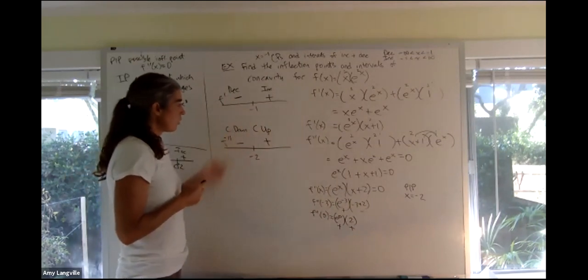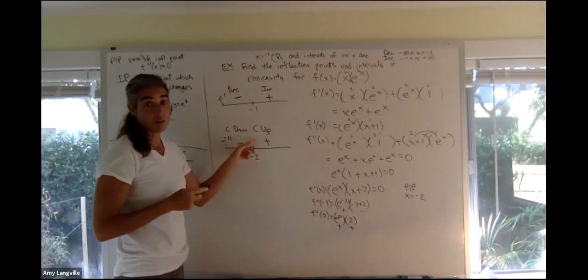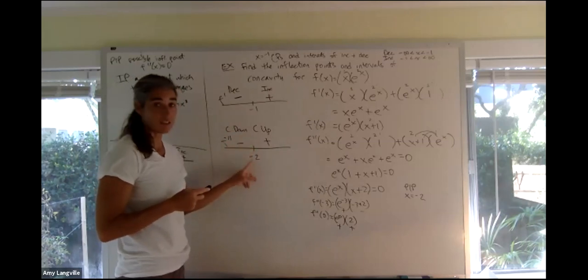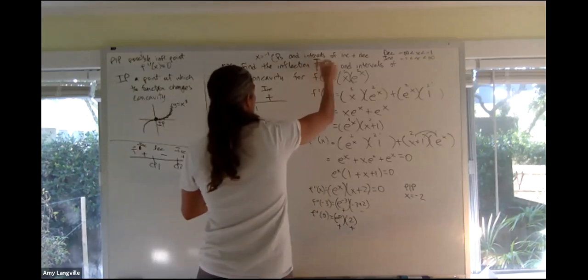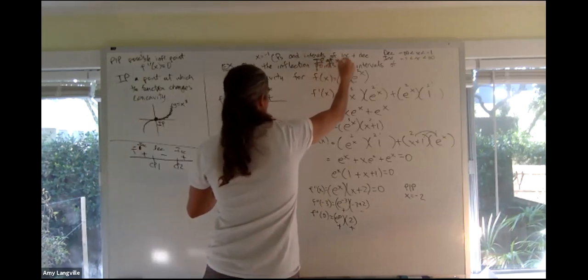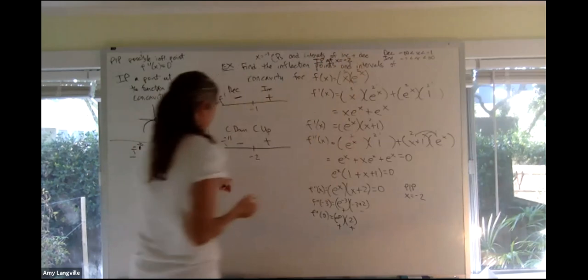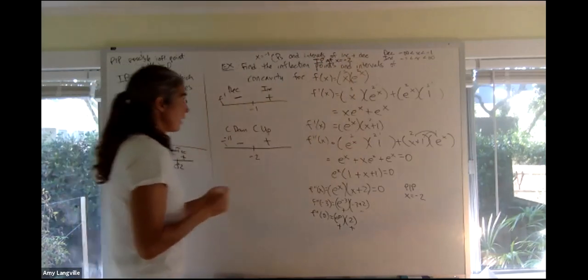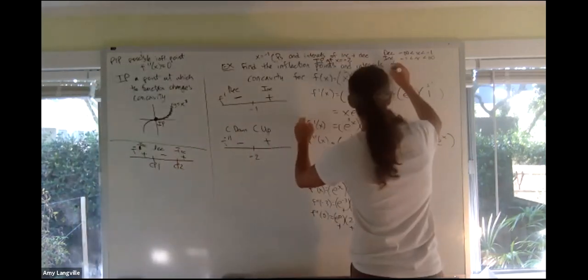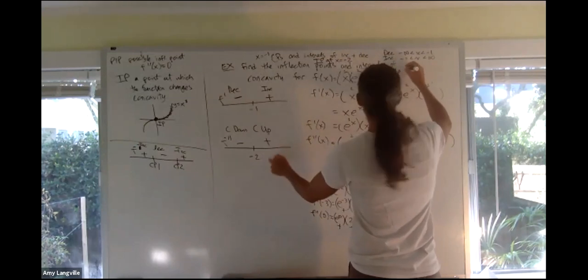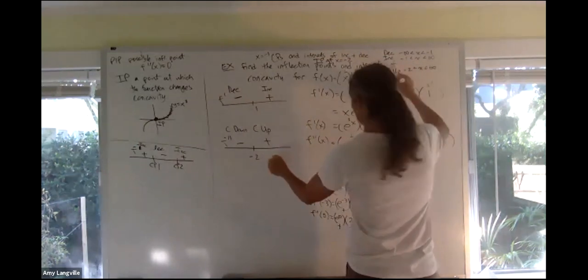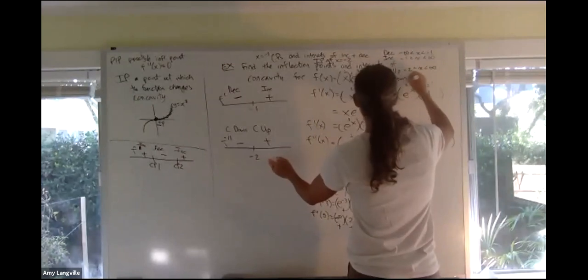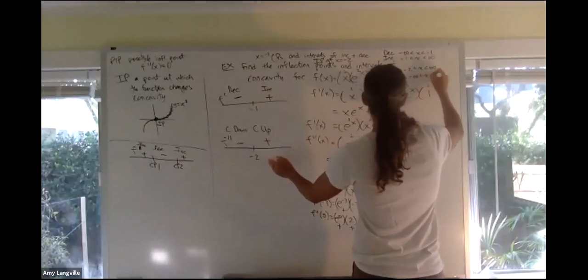So we change from concave down to concave up. That means this PIP is an actual IP. So I can answer that the inflection point is at x equals -2. And then the intervals of concave up and concave down, I say we're concave up from -2 to infinity, and we're concave down from -infinity to -2.